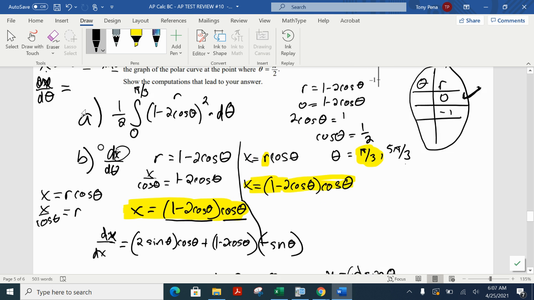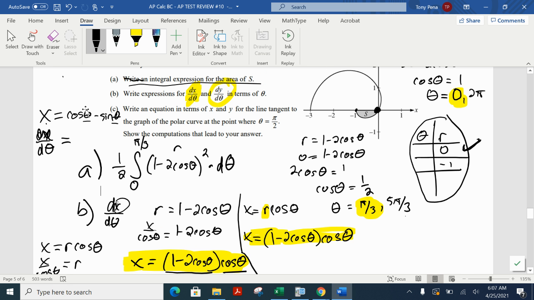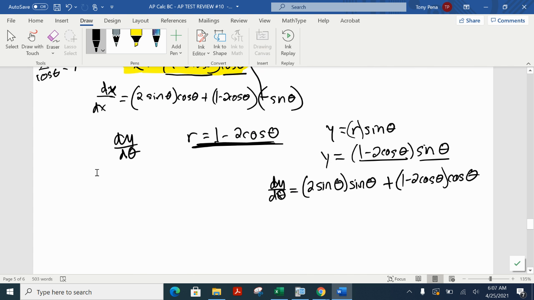Then we go to letter C. It says write an equation in terms of x and y for the line tangent to the polar graph at theta equals pi over 2, and then show the computations that lead to your answer. So writing the equation of that line, we've been doing this all year, not necessarily with polar, but certainly writing the equations of lines. And what we always know is, to write the equation of a line, we first need to have an x and a y coordinate. And then the second thing we need is our slope. So those are the two things that we're now concerned about.